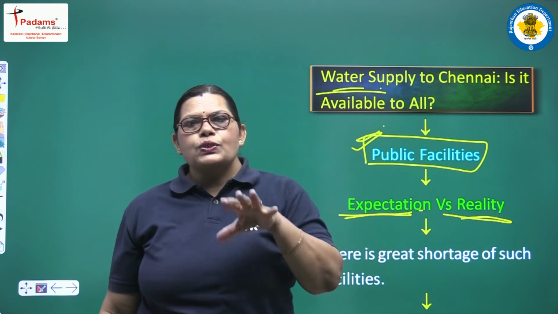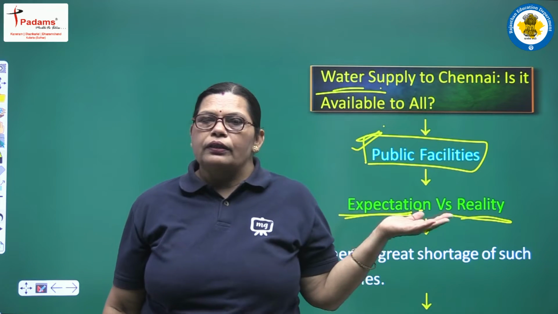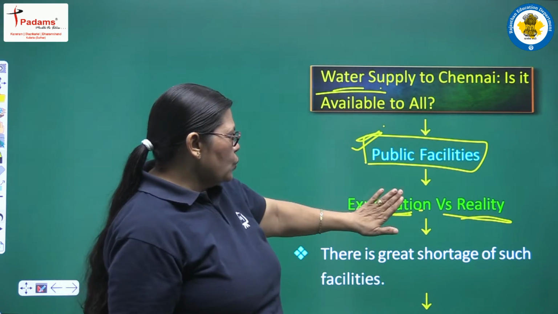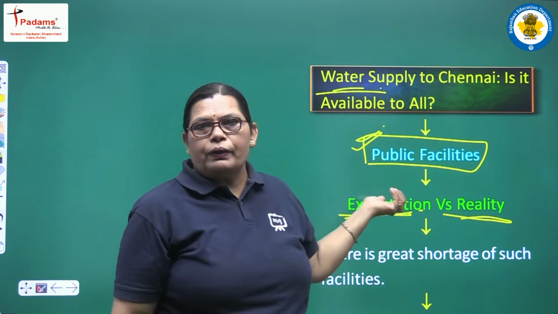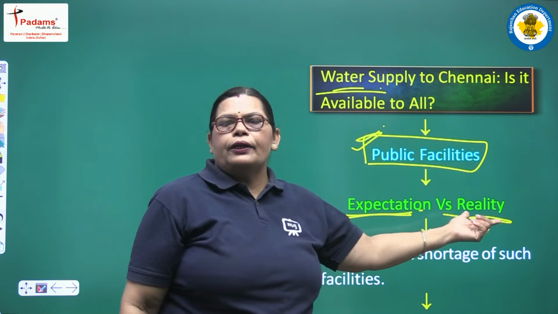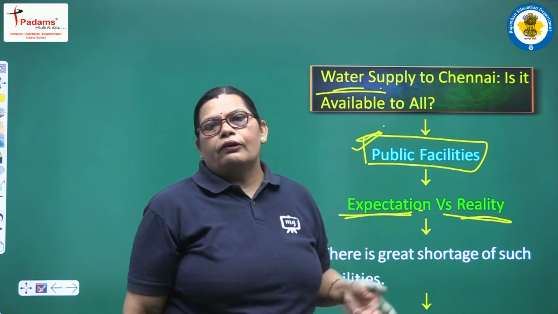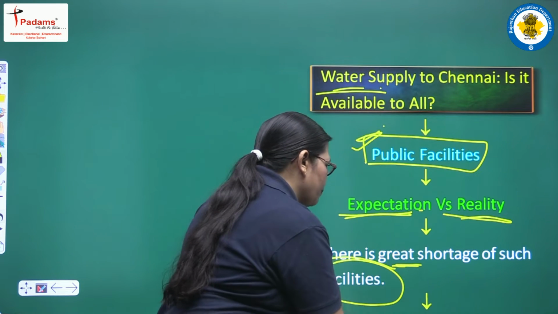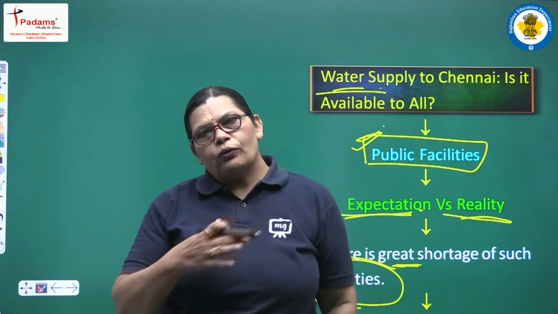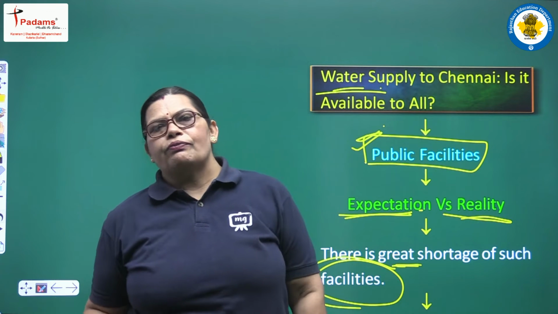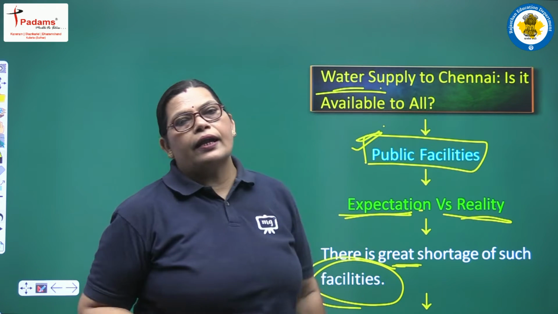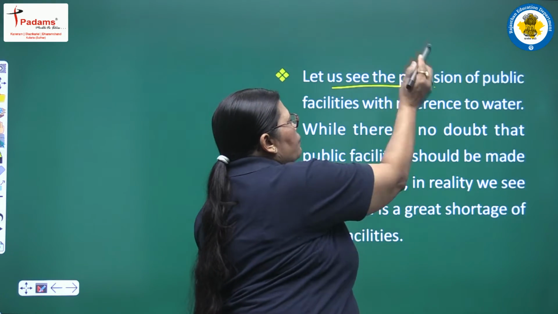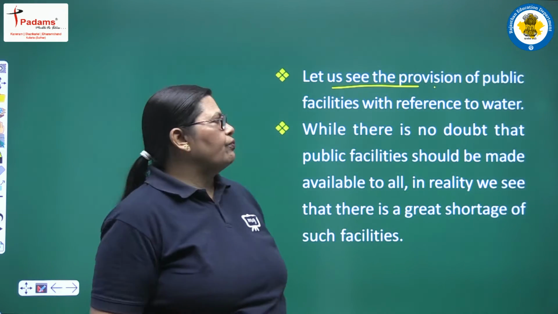Yes, Amu and Kumar were going on a bus, and at that time they saw different parts of Chennai. The expectations are very high, but when we consider the reality, it is very different. So there is a great shortage of such facilities. Not only water facilities, but overall in public facilities, many shortages are there. And when we are considering the shortages, let us see the provisions of public facilities with reference to water.